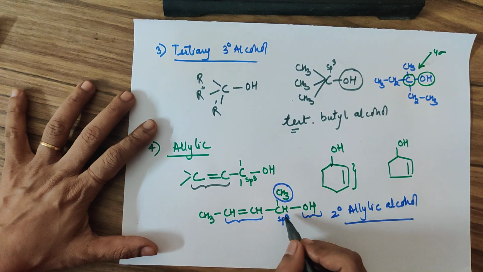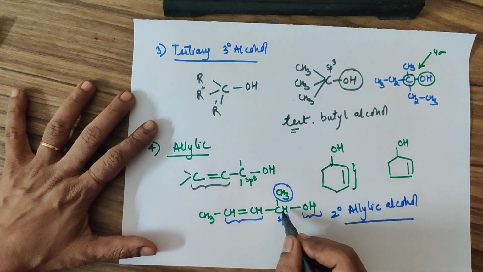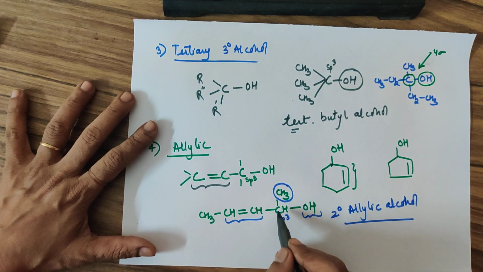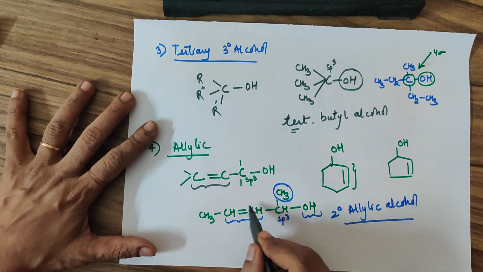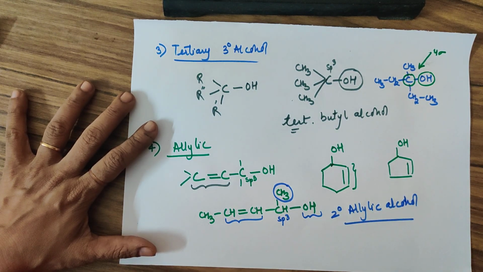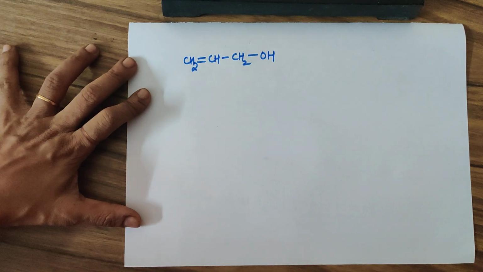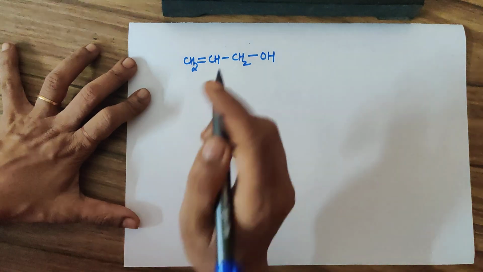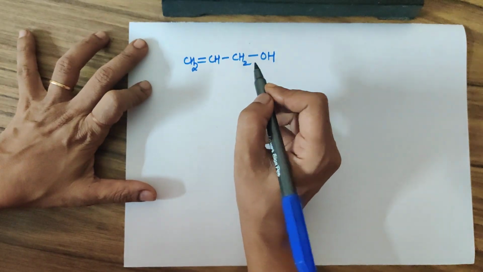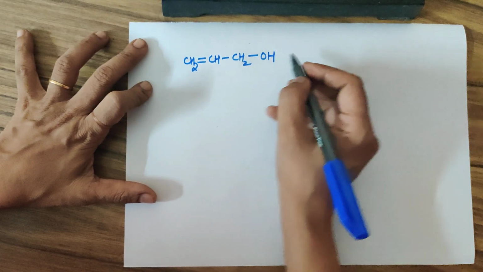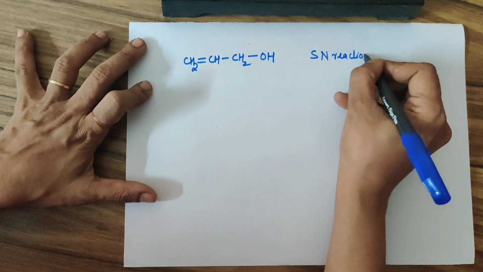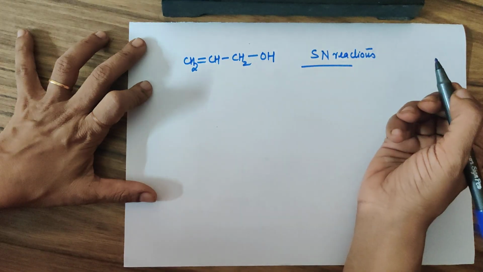Fine. It is 2 degree because the OH to which the carbon is attached has got 2 R groups, and also it is allylic because the carbon to which OH is attached also is attached to a double bond unit. Now before I move ahead, let me give you an important piece of information about allylic alcohol. An allylic alcohol easily undergoes substitution reactions. The nucleophilic substitution reactions are easily done on an allylic alcohol.